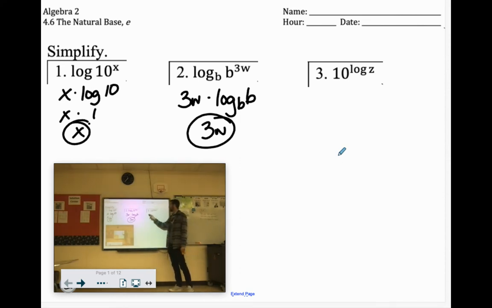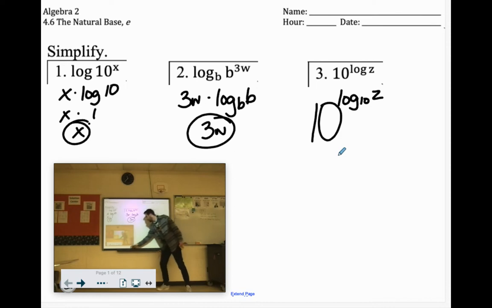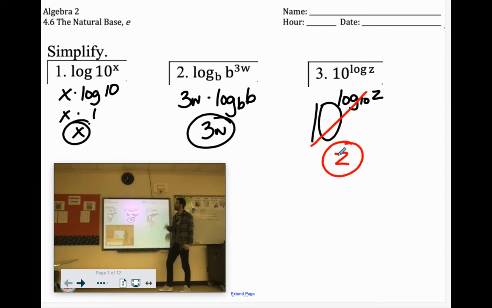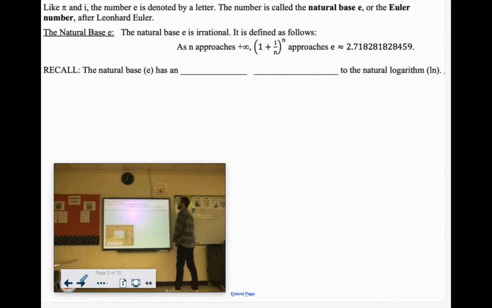Now, when your exponent is log sub the same number, which it's not written here, so that means there's an invisible 10, all that stuff cancels out, so you're left with just z. These are properties we're going to use today when we're solving some of these logarithmic problems with the natural logarithm and the base e. So the natural base e is just an irrational number, and it comes from this formula here, 1 plus 1 over n to the n power. So it comes out to 2.718 and it goes on.